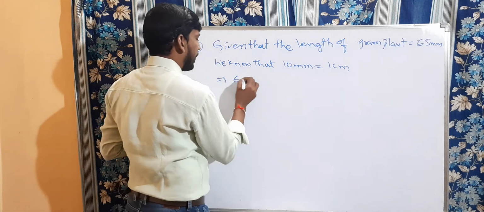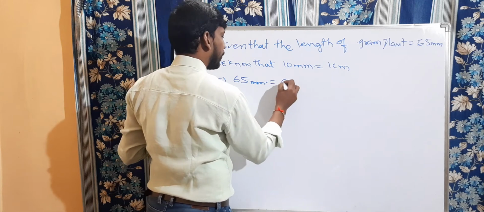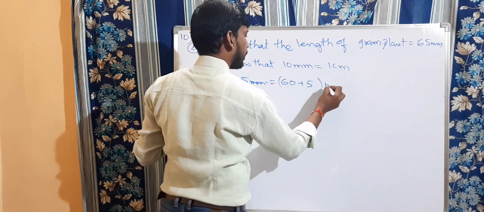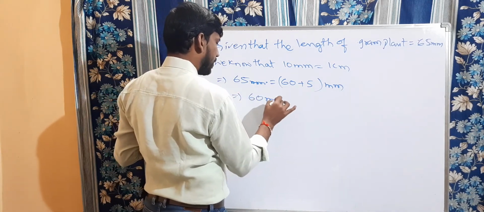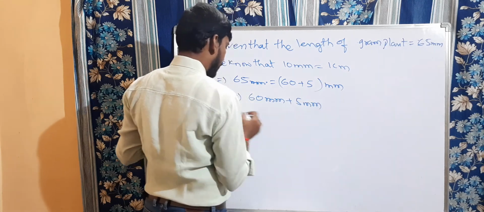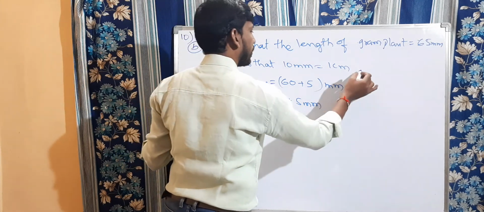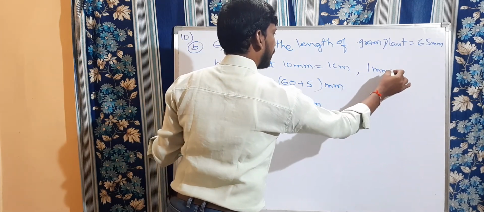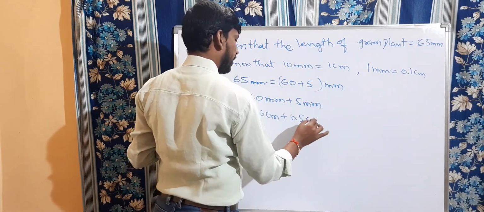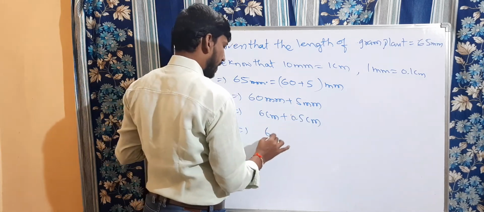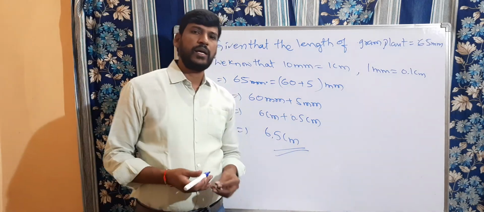So the given 65 millimeters can be written as 60 millimeters plus 5 millimeters. 60 millimeters is nothing but 6 centimeters. Plus 5 millimeters: we can write 1 millimeter equal to 0.1 centimeter, so this is 0.5 centimeter. Clear? Now by adding these two, we will get 6.5 centimeters. This is a process to find out, you can understand it in a simple way.